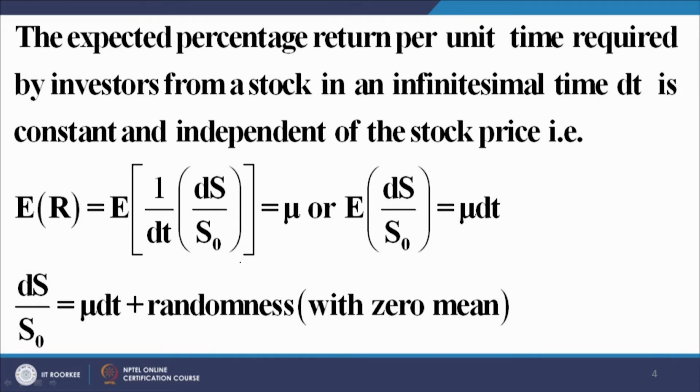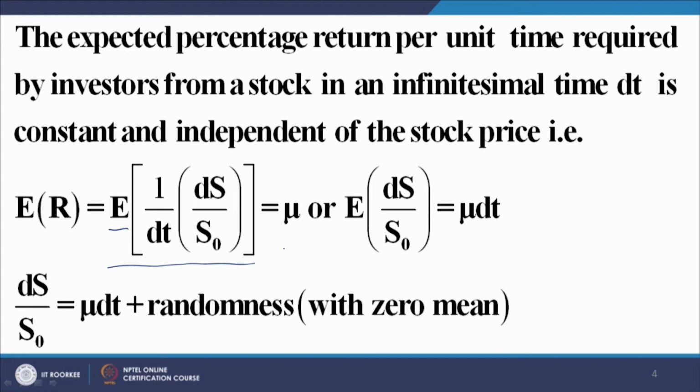Let me repeat, percentage return is the percentage change in the stock price per unit time, and that is equal to dS upon S0, which is the percentage change in stock price, divided by dt, which gives you the percentage change in stock price per unit time, and this E is the expectation operator. So, this whole expression that I have underlined represents the expected percentage change in the stock price, or expected percentage return per unit time of the stock price.